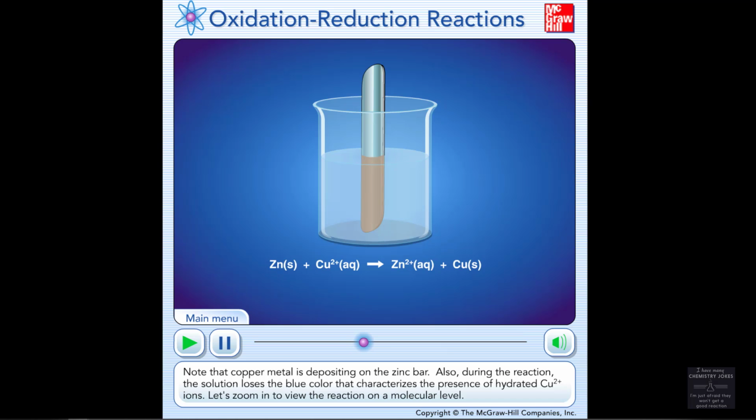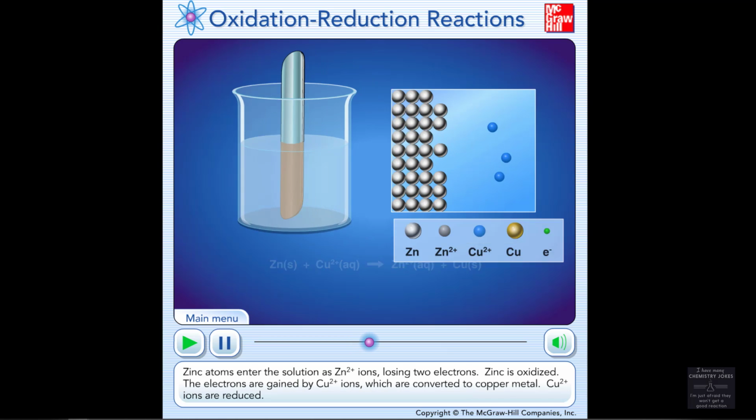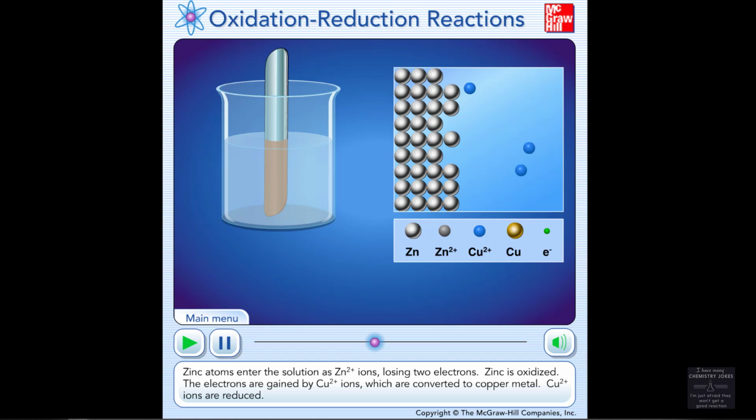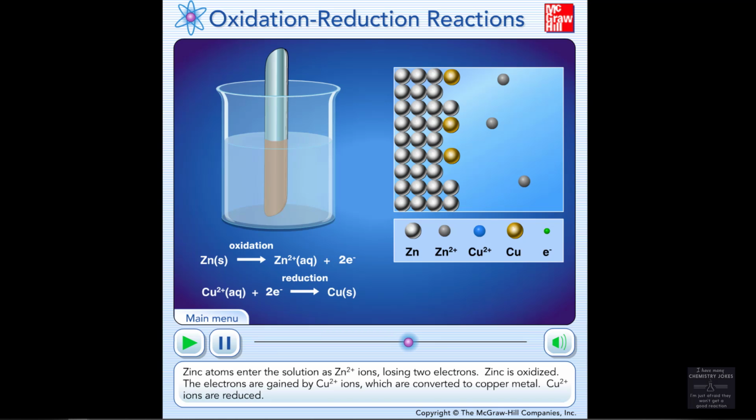Let's zoom in to view the reaction on a molecular level. Zinc atoms enter the solution as zinc-2+ ions, losing 2 electrons. Zinc is oxidized. The electrons are gained by copper-2+ ions, which are converted to copper metal. Copper-2+ ions are reduced.